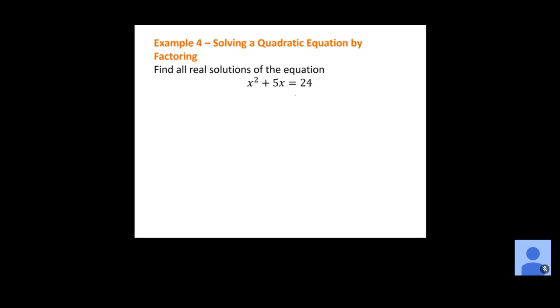Well, positive 24, the inverse is negative 24. So I'm going to subtract 24 on both sides. That's going to give us x squared plus 5x minus 24. Since none of those are like terms, we can't combine anything. And then 24 minus 24 gives us 0.